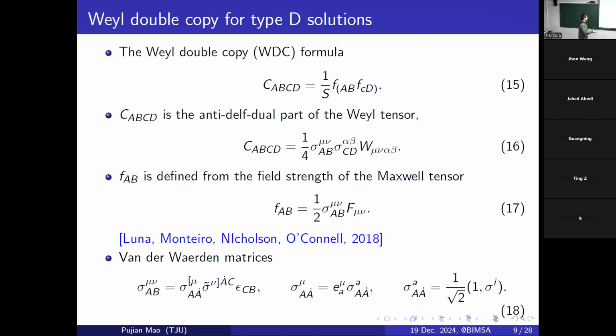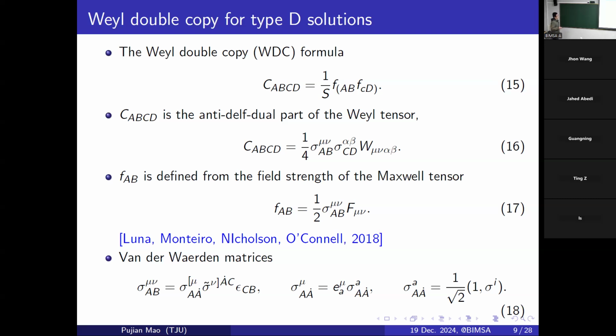Of course, here I should introduce some notations. Normally people start from the Pauli matrix. You can construct the Van der Waerden metric, and then you construct this object, which can convert quantities from the tensorial language to the spinor language. Then you can write the Weyl tensor in the spinor language, and you find the right connection between gravity and gauge theory should be this one, the Weyl double copy formula. The Weyl tensor equals the product of the Maxwell tensor plus this scalar field.